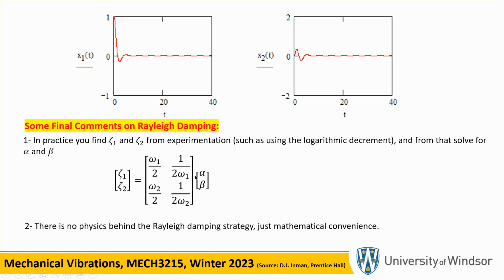So alpha and beta, and there is no physics. The only reason we actually did this is because, with this choice, alpha m plus beta k, we were able to diagonalize the damping matrix. There is no physics behind it. It works as long as you get these things from experiment, and as long as you're happy with modes in between being damped the same way. Basically, we impose the damping on the entire structure based on only two frequencies.